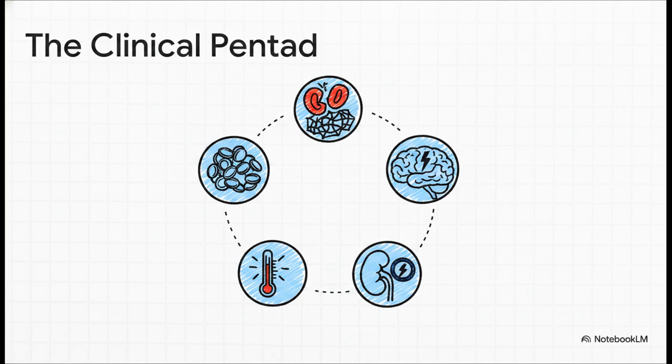Third, neurologic symptoms. Think confusion, stupor, or even seizures. Why? Because those microclots are lodging right up in the brain's tiny vessels. Fourth is renal failure from those same blockages in the kidneys, though to be fair, this is usually less prominent here than in HUS. And finally, fever. It's just your body's massive systemic inflammatory response to all this cell destruction and tissue ischemia.